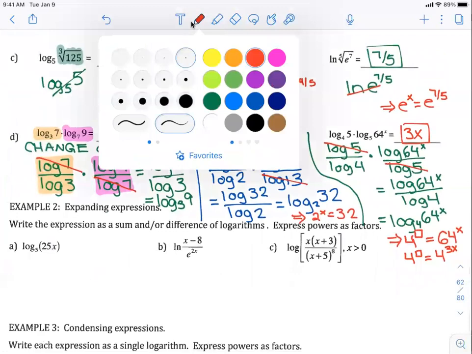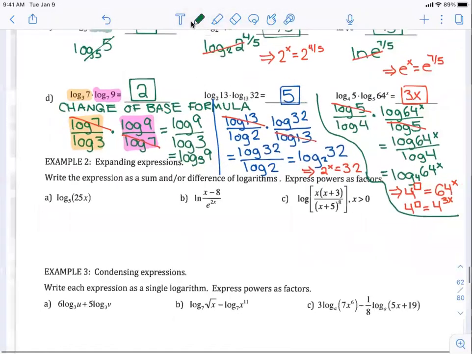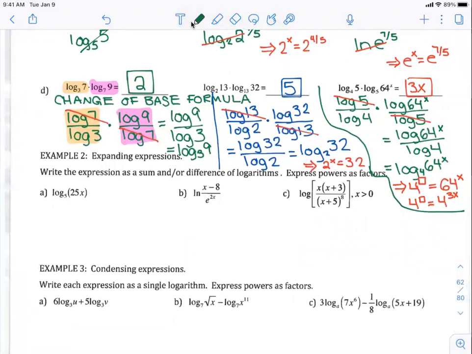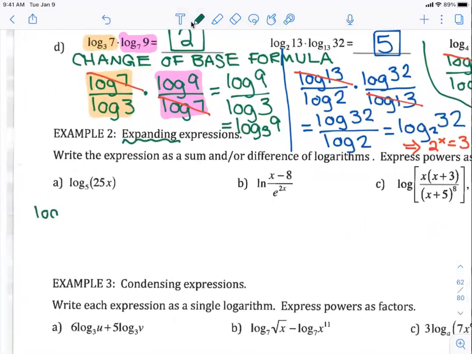Okay, so let's continue on. Write the expression as a sum or difference of logs. Express the powers as factors. Okay, so what I'm noticing in this one is I'm multiplying. So if I'm multiplying and I want to expand it, it also uses the word expand here, I'm going to write it as 2 different logs. So log base 5 of 25 plus log base 5 of x.